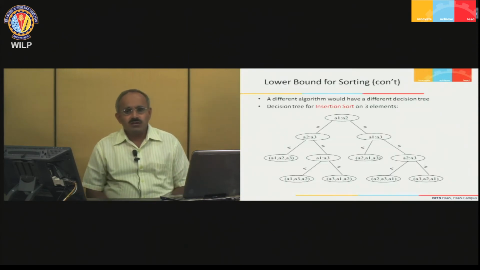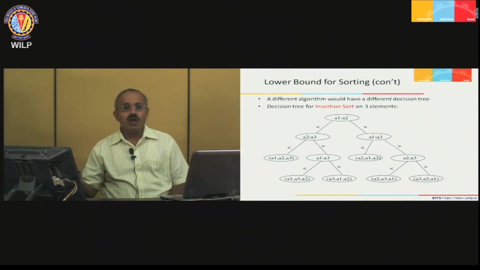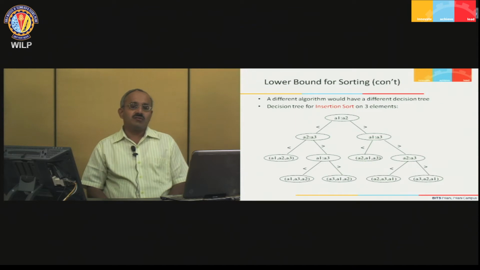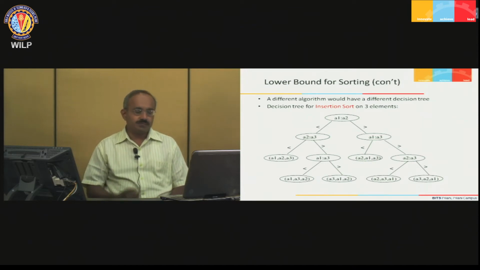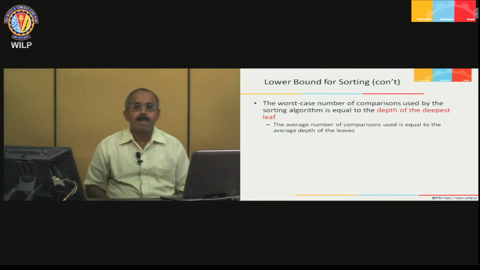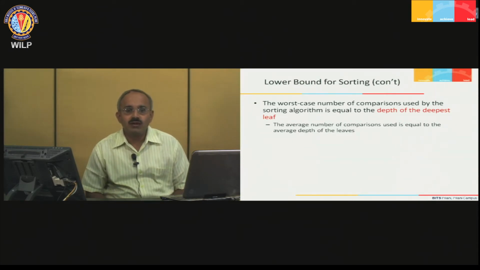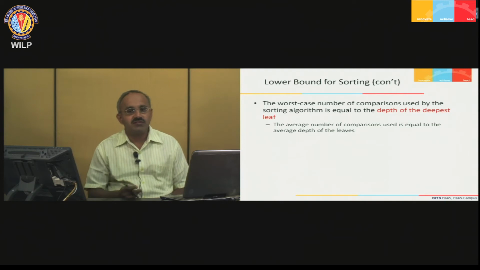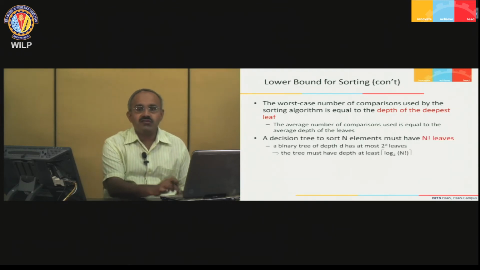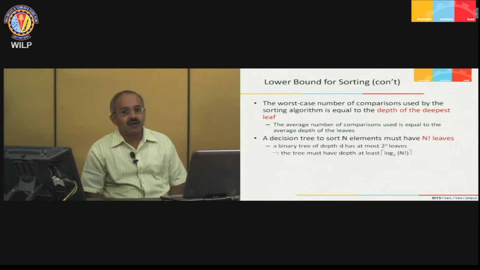Now, different sorting algorithms can be represented by these decision trees. What you have here is an insertion sort algorithm represented as a decision tree. The worst case number of comparisons used by the sorting algorithm is equal to the depth of the deepest leaf. A decision tree to sort n elements must have n factorial leaves.